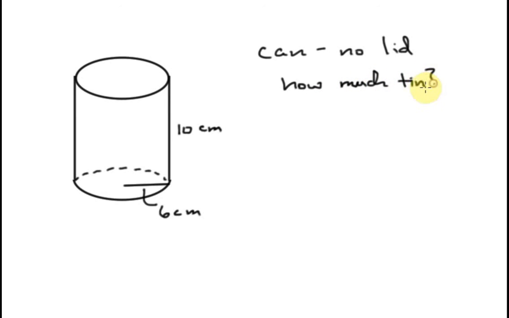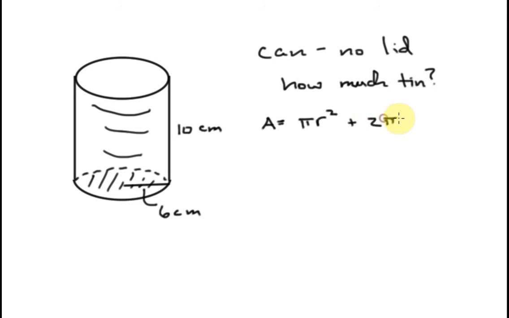How much tin? Well, that means I'm going to take my formula and I'm going to tweak it a little bit. I only want one circle on the bottom. I don't want this circle on the top because there's no lid. So I only want one circle. And then, of course, I do want this lateral part because there is tin there. So that's 2 pi r h. So I've tweaked my formula, and now all I got to do is put in the radius and the height and throw it into my calculator.